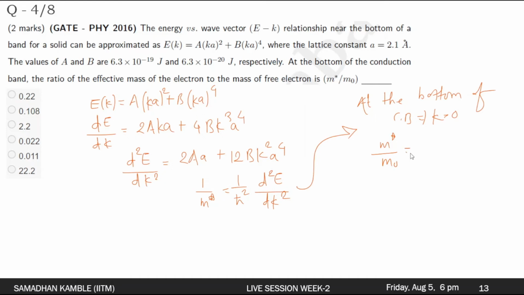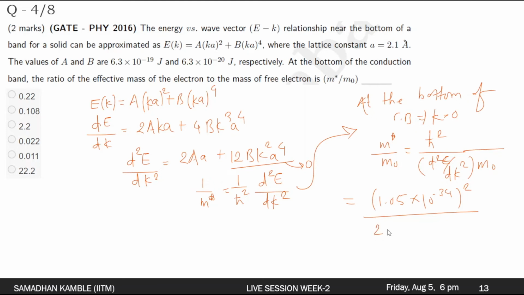So we can write m star over m naught, which is our relative effective mass, as equal to h cross square divided by d2E by dk square times m naught. Substituting the value of h cross, which is 1.05 times 10 to the power minus 34, whole square, divided by d2E by dk square. When we put k equal to 0, this term goes to 0. So d2E by dk square is essentially just 2 times capital A times small a. It is given as 6.3 into 10 to the power minus 19, and our a is 2.1 angstrom.